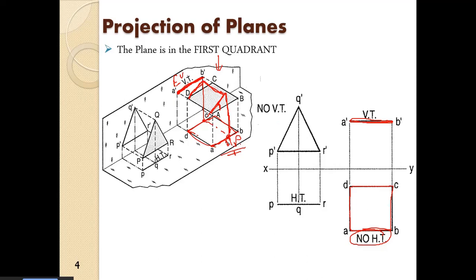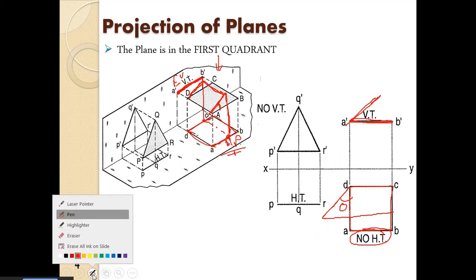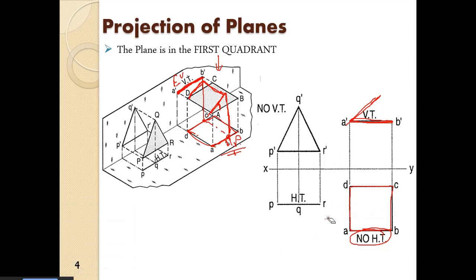In that case, what we have to do is draw the angle from here. If we see from the front, we will see this angle of rotation here. Whatever angle of rotation is given, we have to draw here. The length will be the same as this one.